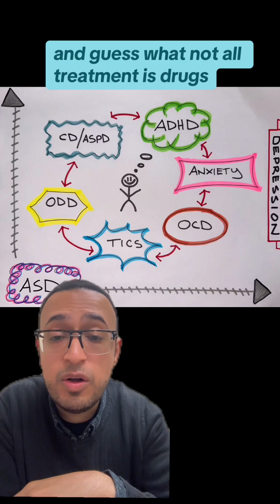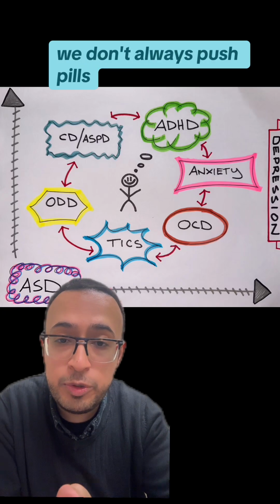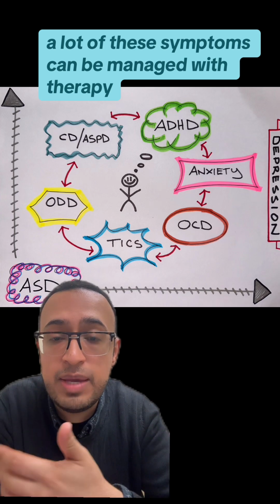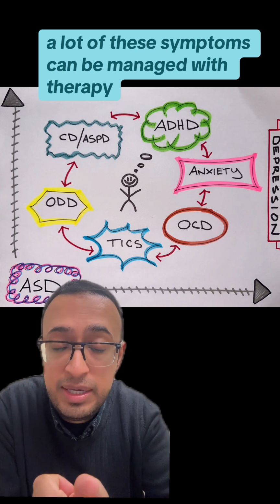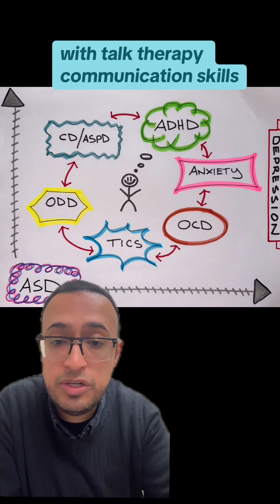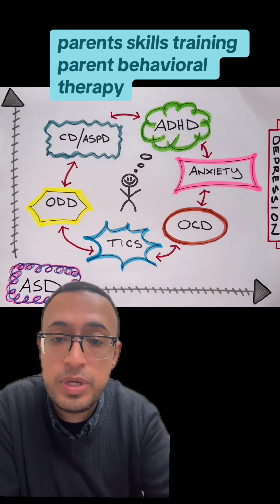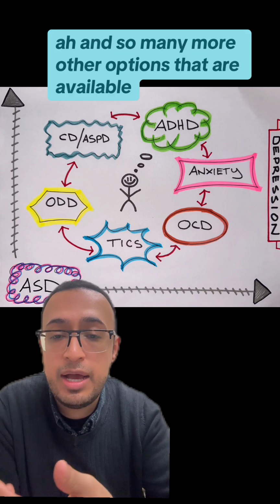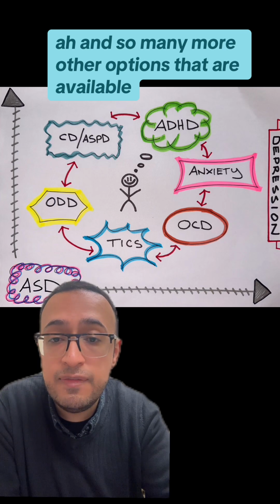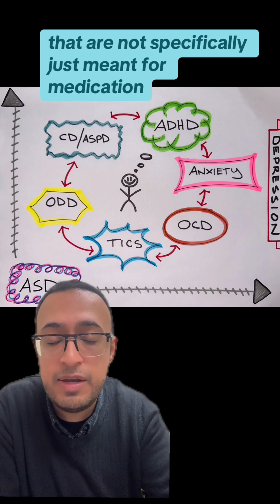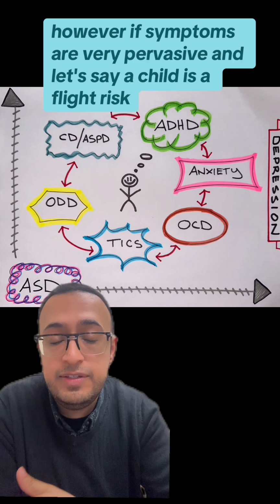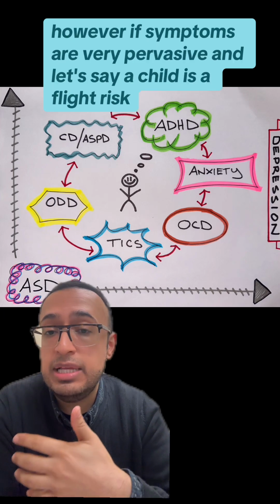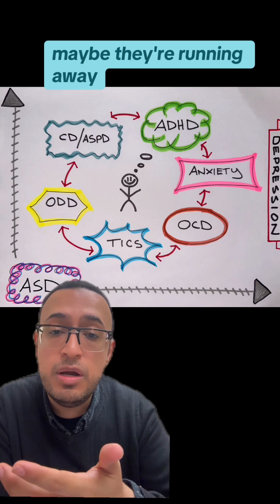And guess what? Not all treatment is drugs. We don't always push pills. A lot of these symptoms can be managed with therapy, with talk therapy, communication skills, parent skills training, parent behavioral therapy, cognitive behavioral therapy, and so many other options that are not specifically meant for medication.